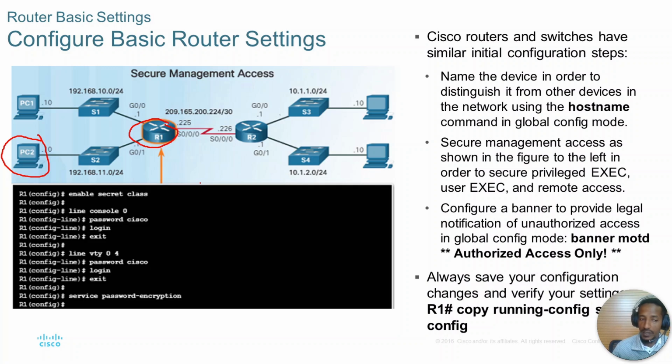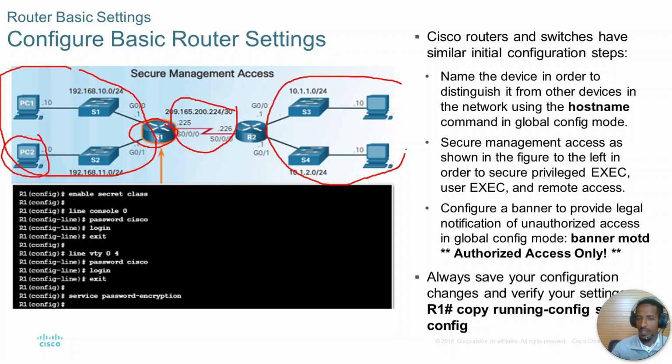In order to configure this router, you can see that there are different ports. Here, how many networks do we have? You can see that this is one network, this is another network, and this is another network. So we have probably 3 networks. They are connected by what? Routers. So we're going to configure them.